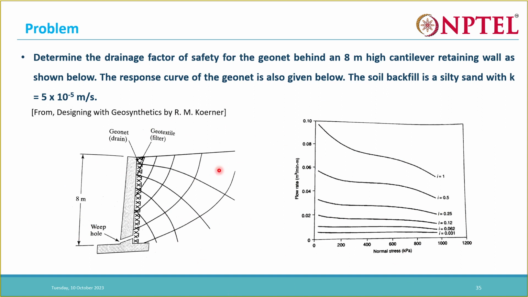Okay, so this is the same problem as the previous problem. Here, in place of geotextile, we are placing geonet. You can see one chart is given. As normal stress is increasing for a particular gradient, the flow rate also reduces. So we need to find out the average normal stress that will be coming onto this geonet, and as per that normal stress, we need to find out the flow rate of the geonet.